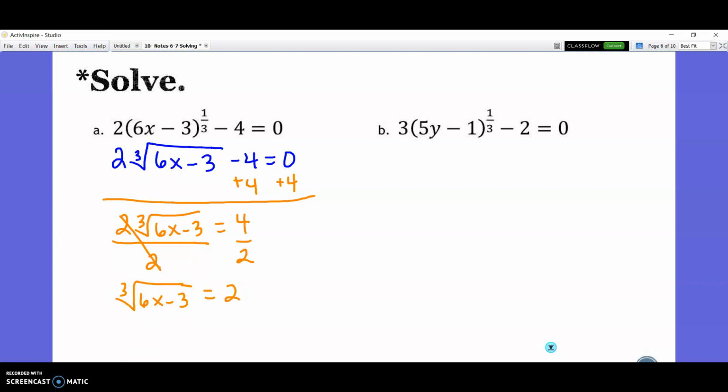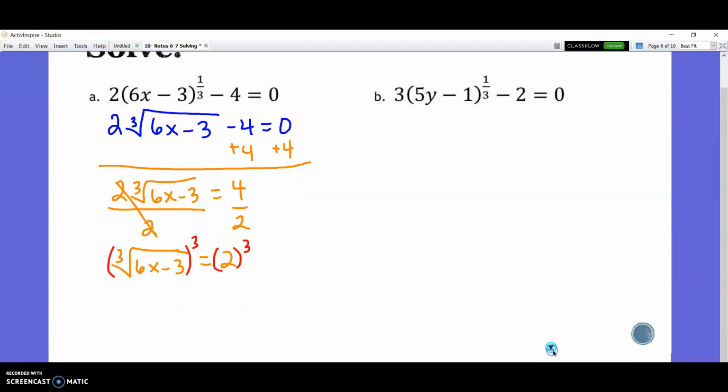So if it makes you feel better to change that 1/3 exponent to a radical so that you know exactly what to isolate, then that's fine. So now I'm going to cube this. And the cube root and cube cancel each other out. So we have 6x minus 3 equals 2 cubed, which is 8. And then we'll just go ahead and solve. So add 3.